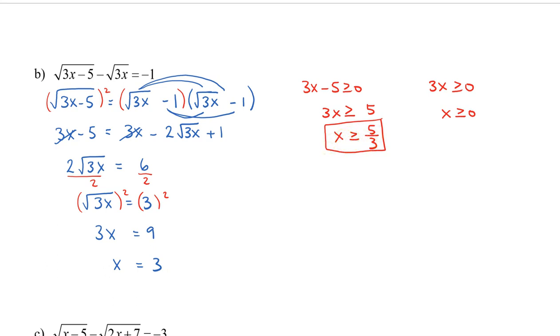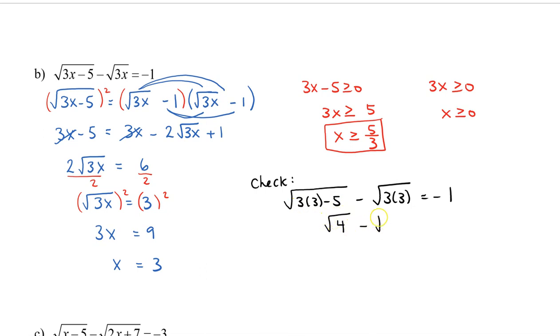Now, what I'm next going to do is check our solution. So we're going to substitute 3 in for x. And remember that when we're checking, we always substitute into the original equation. So I have 9 minus 5, and that's going to be root 4. And 3 times 3 is 9. So that all equals negative 1. And the square root of 4 is 2, minus 3, and that does equal negative 1. Negative 1 equals negative 1. So that's great. So we can say that x equals 3 is our solution.